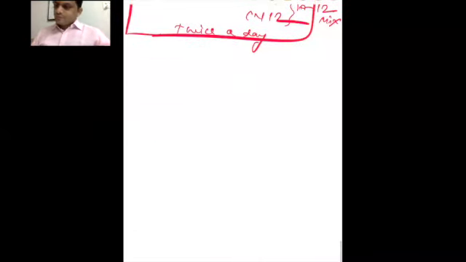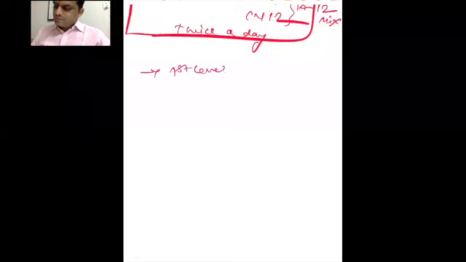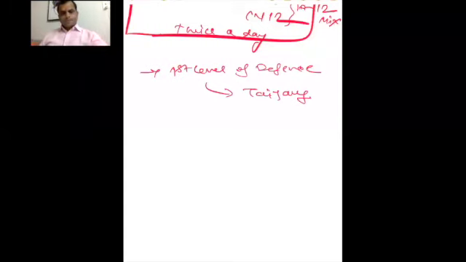So the first level of defense system is called Tai Yang. But there is one other thought. So we will discuss that thought after some time. Otherwise, it may create confusion.